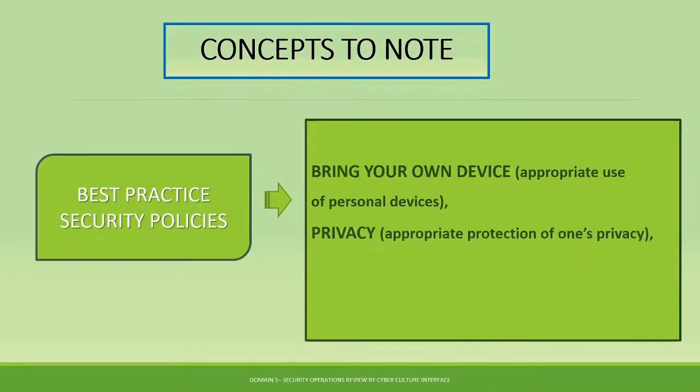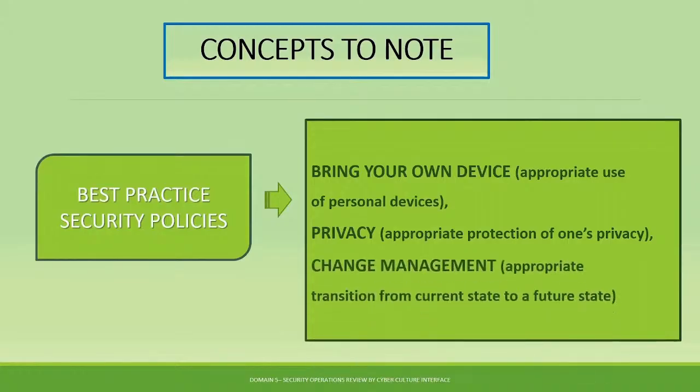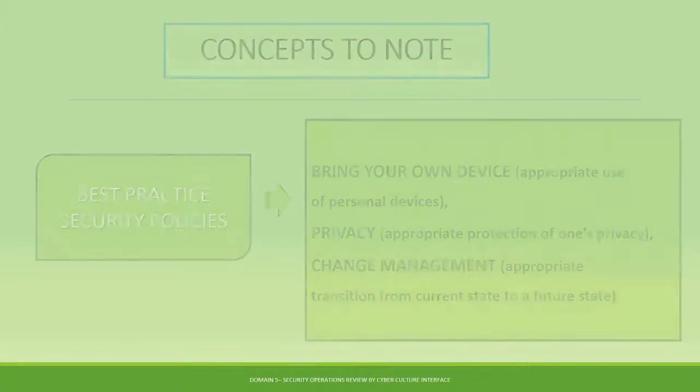Another common practice security policy is privacy. Security policies around privacy help to implement appropriate protection of individuals' privacy. This talks to how you handle other people's data and even your own data within the organization. Another common security policy that implements best practice is change management. This concerns how transition is made from one state to another within the organization, regardless of which aspect of the organization. Security policies that implement best practice specify how changes are implemented within the organization.